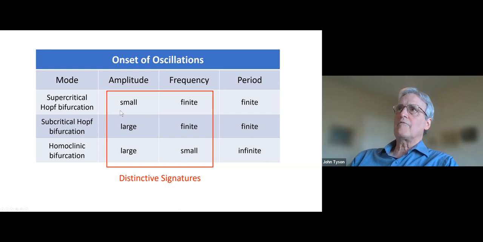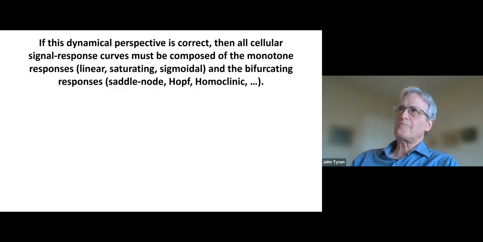So essentially, we have three basic routes to the onset of oscillations. Supercritical Hopf bifurcation is small amplitude and finite frequency. Subcritical Hopf bifurcation is large amplitude and finite frequency. Homoclinic bifurcation is large amplitude and infinitesimal frequency. The frequency goes to zero, the period goes to infinity. So you have to be aware of these different routes to oscillations.